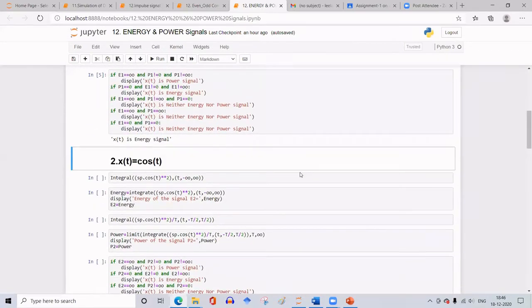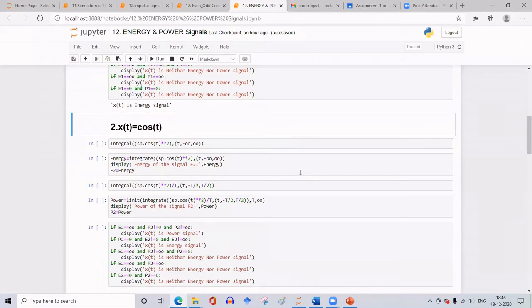X of t is equal to cos of t. So all periodic signals will be what type of signals? Do you remember your signals and systems class?